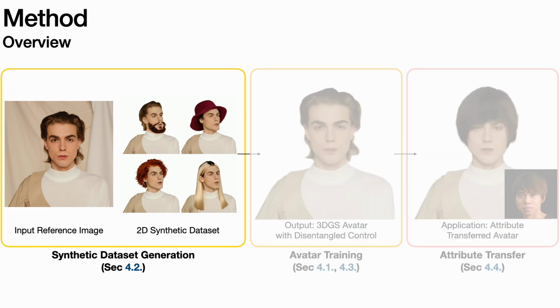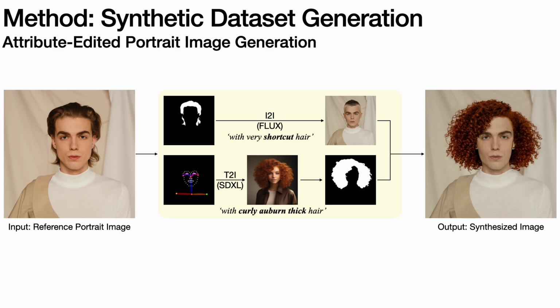First, we explain the synthetic dataset generation. In this step, given a reference portrait image, the goal is to create a 2D monocular synthetic dataset. We present 4 examples of synthetic dataset samples. To create the synthetic dataset, we perform attribute-edited portrait image generation. Synthesized images are generated from the reference portrait image and text prompts.